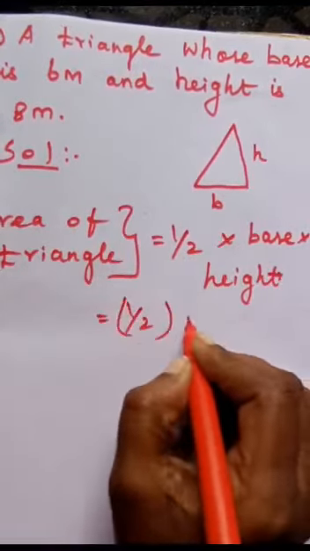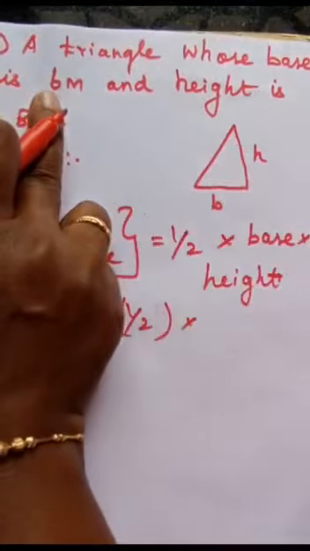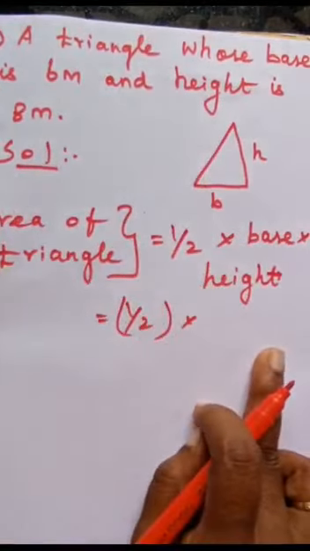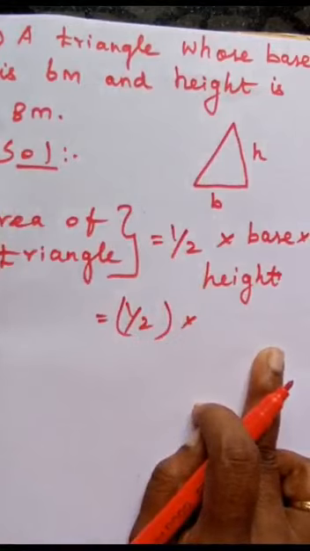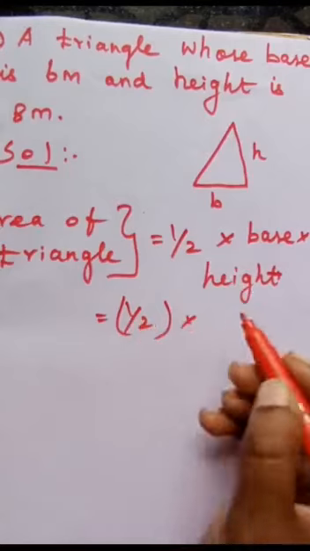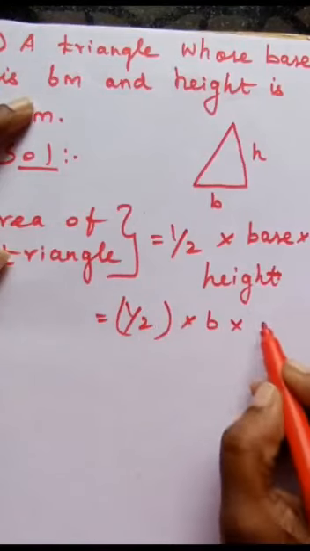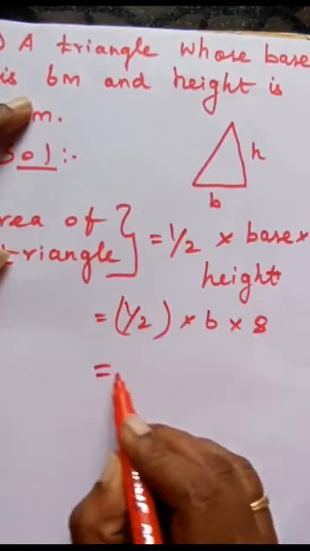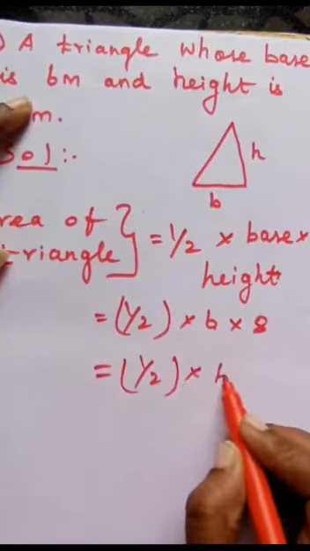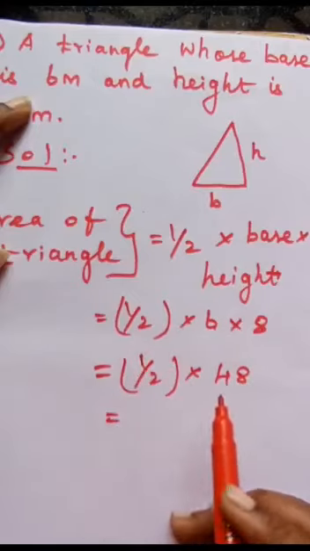The base value is given in the question. They have given the value for base as well as height. We should substitute in the formula and find the answer for area of triangle. Is it clear? In the formula, 1 by 2, that is half, into base value. Here 6 meter is given, right? And height value is 8 meter. When we substitute this, we multiply in the next step. 6 8s are 48. Now this bracket is given, right? Closed bracket.